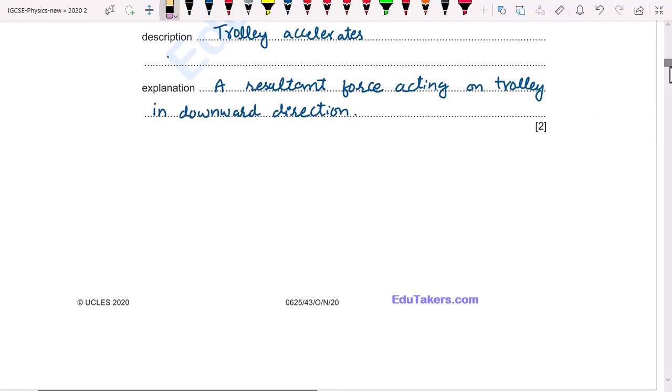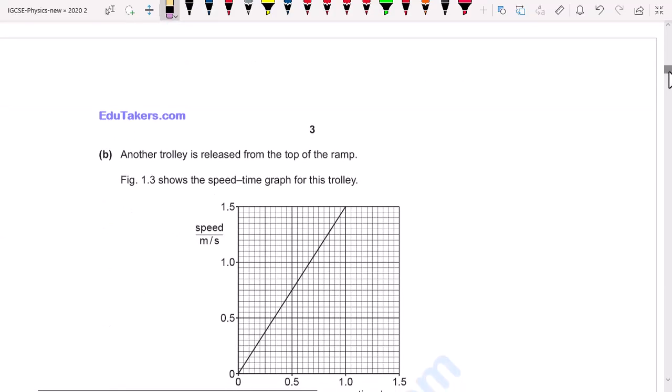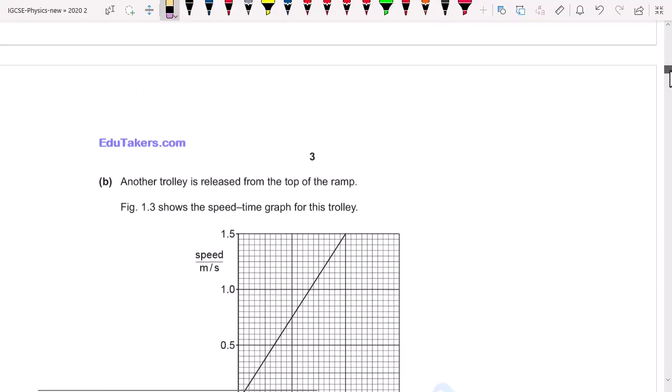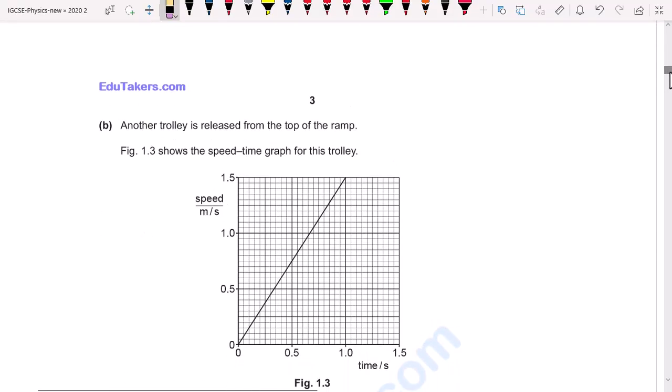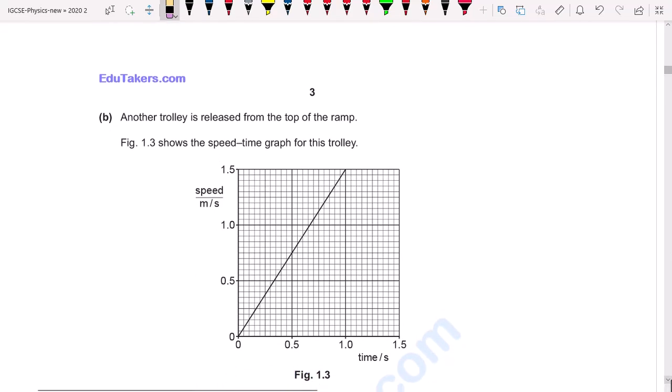Next part is B. Here is a graph, that is a speed time graph. So a trolley is released from the top of the ramp. Figure 1.3 shows the speed time graph of the trolley. On the x-axis we have taken time, while on the y-axis we have taken speed.